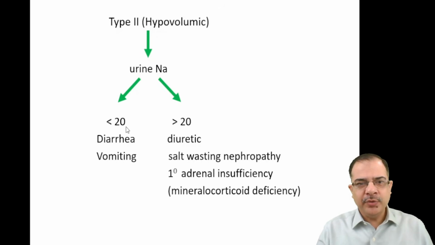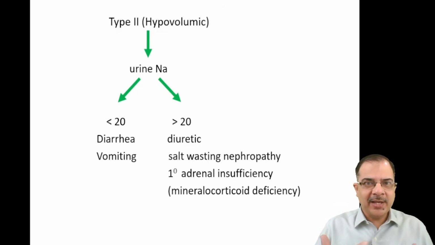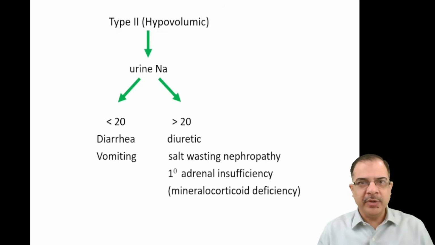So if the urinary sodium is less than 20, that means RAS activation has occurred and the kidneys are normal, so they will absorb the sodium more and more, making the urinary sodium less in the urine. So diarrhea and vomiting are the usual causes. While if urinary sodium is more than 20, obviously it will be due to diuretic use, or it can be some salt wasting nephropathies like medullary cystic disease, or it could be a primary adrenal insufficiency.